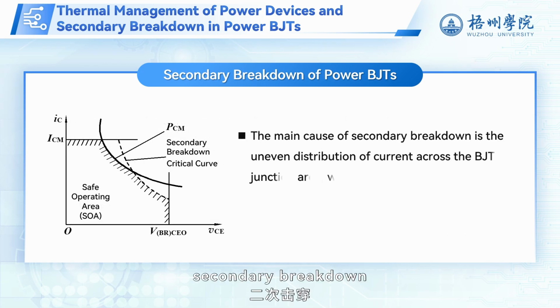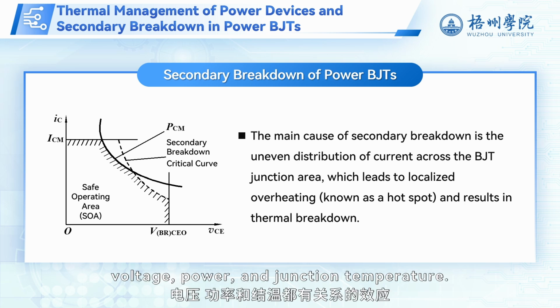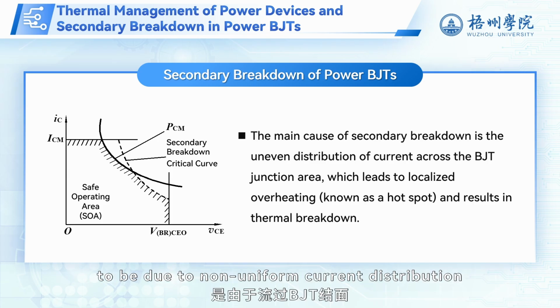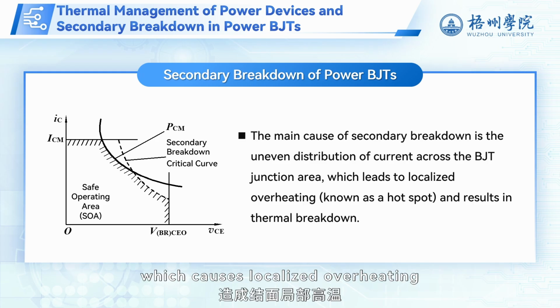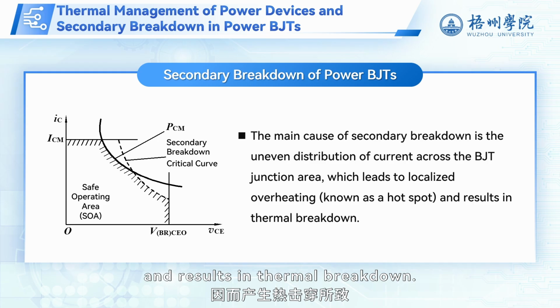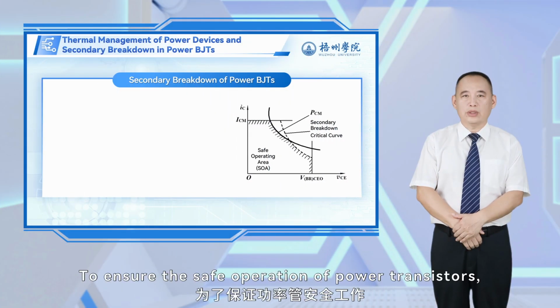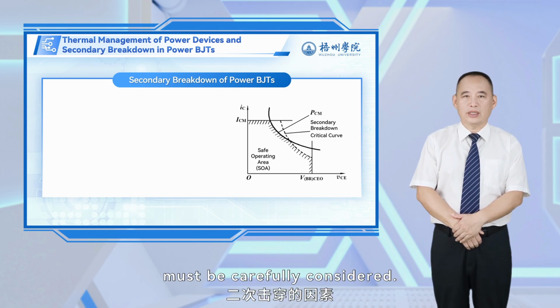In general, secondary breakdown is an effect influenced by current, voltage, power, and junction temperature. The physical mechanism is widely believed to be due to non-uniform current distribution across the junction area, which causes localized overheating and results in thermal breakdown. This is closely related to the manufacturing process of the BJT. To ensure the safe operation of power transistors, the risk of secondary breakdown must be carefully considered.